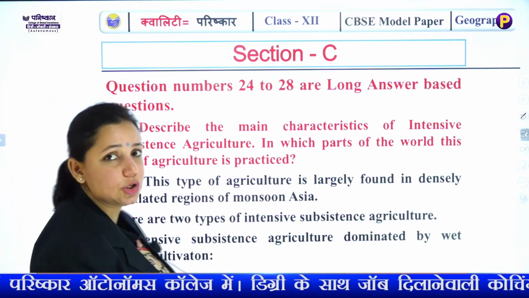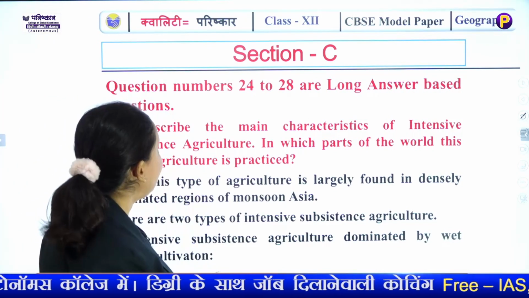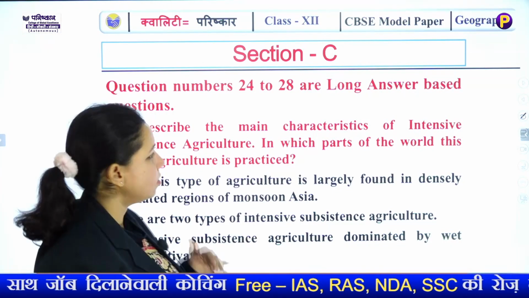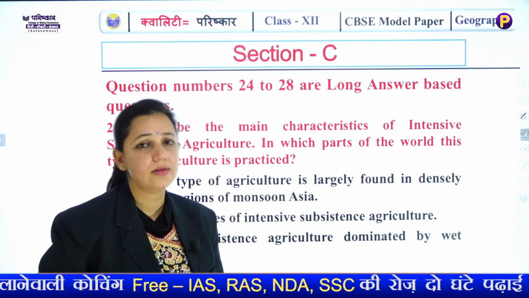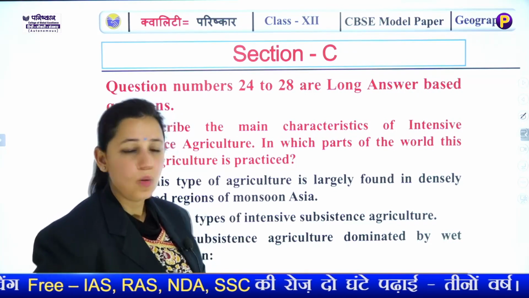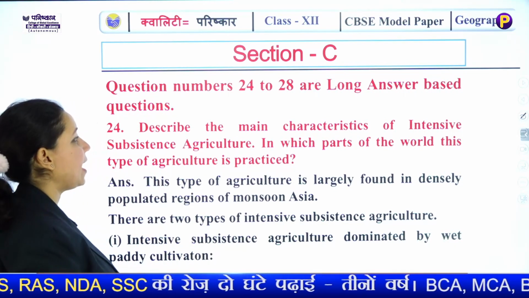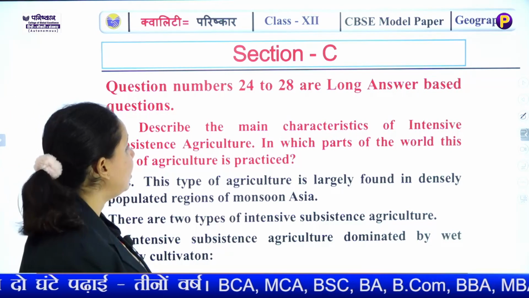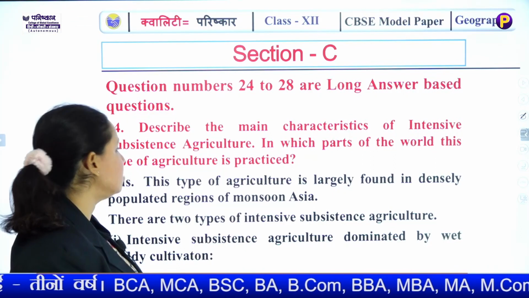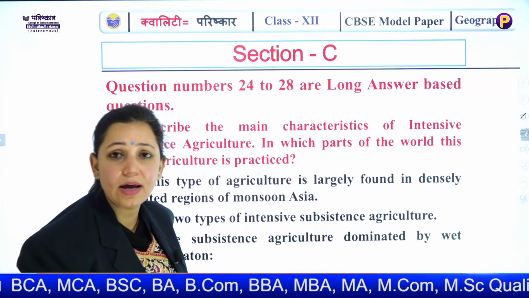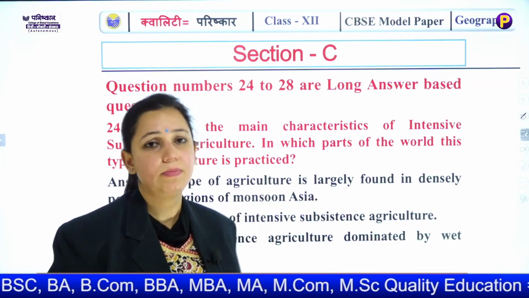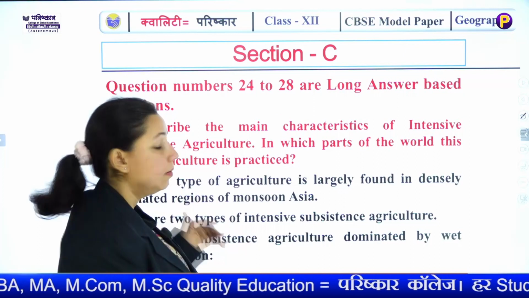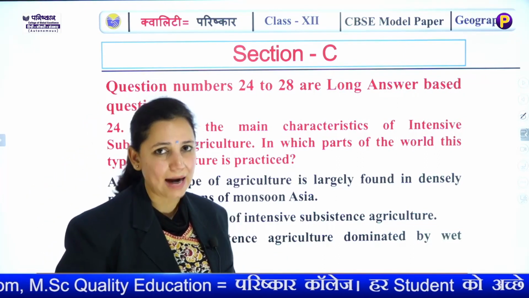Now we come to section C. It comprises long answer type questions. There are also internal choices given among the questions and you have to choose any one of them. Describe the main characteristics of intensive subsistence agriculture. In which part of the world is this type of agriculture practiced? Now this question again comprises 2 parts. First you have to explain what intensive agriculture is. Then you have to give an example where it is being practiced.